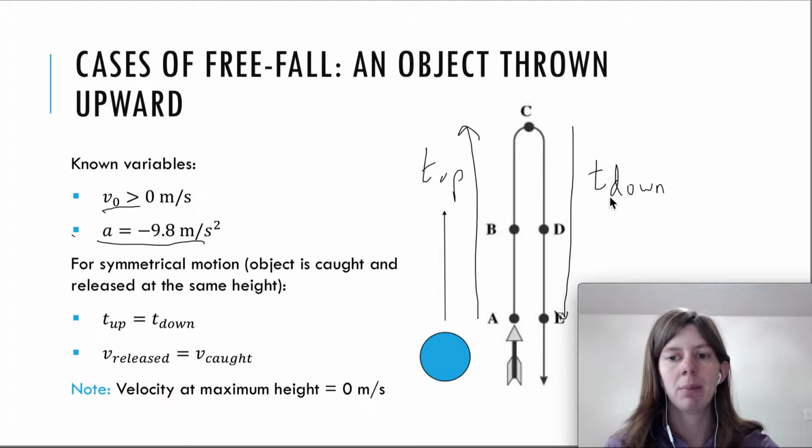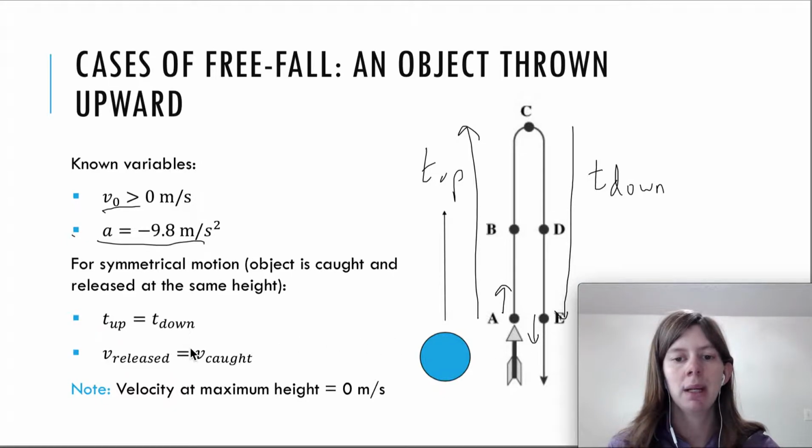And the other thing about this symmetric case is that your velocity at which you are released, in this case this is the velocity at A here, is going to be equal to the velocity at which you're caught, which is the velocity at E. Now the only thing is that they're not quite equal like I have, because you can see that you're thrown upward but you're caught downwards. So really there should be a negative here because the speeds are the same but the velocities are in opposite directions.